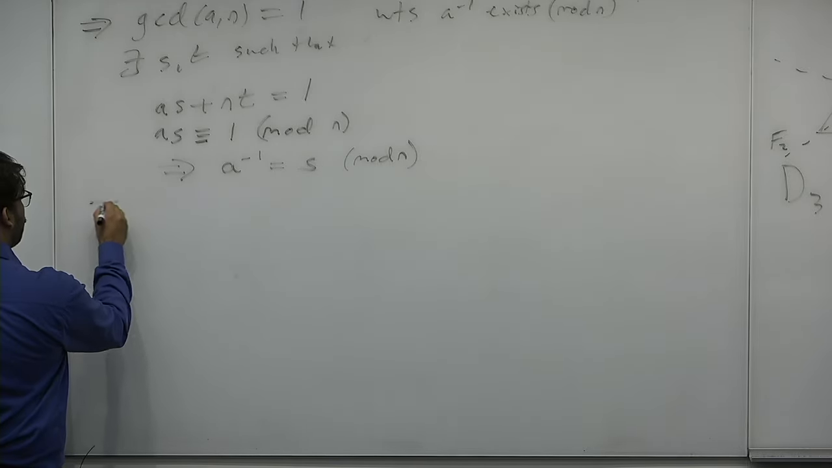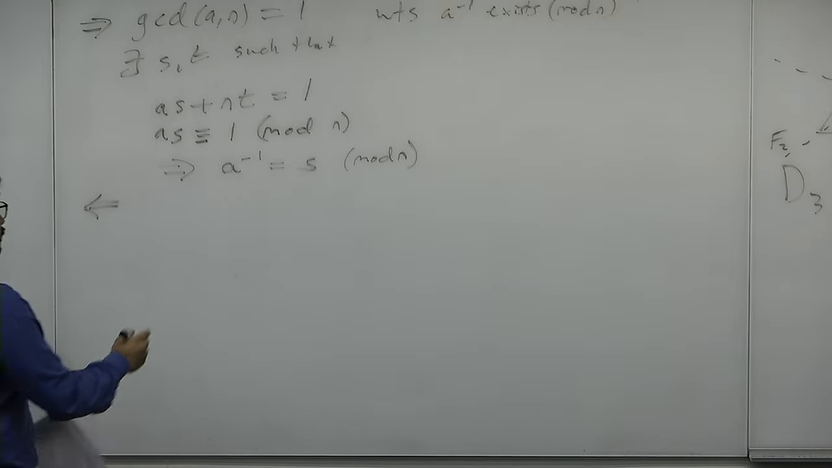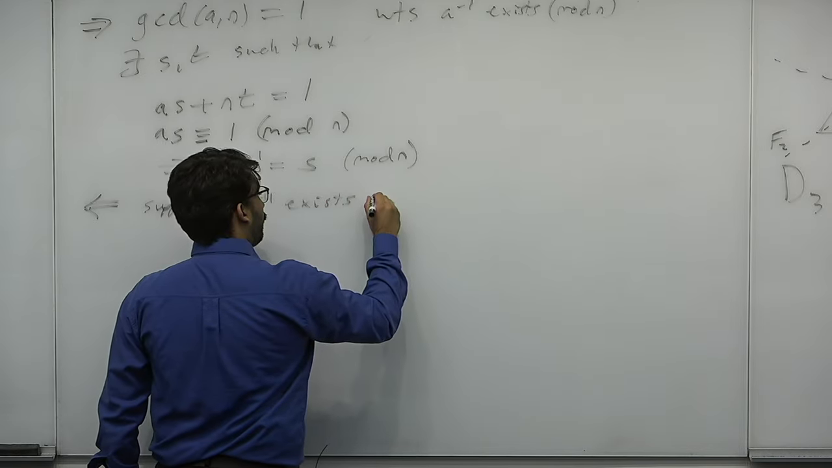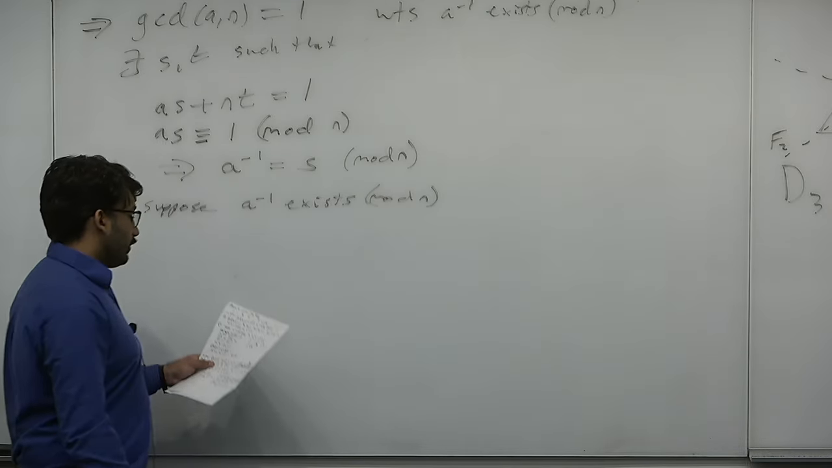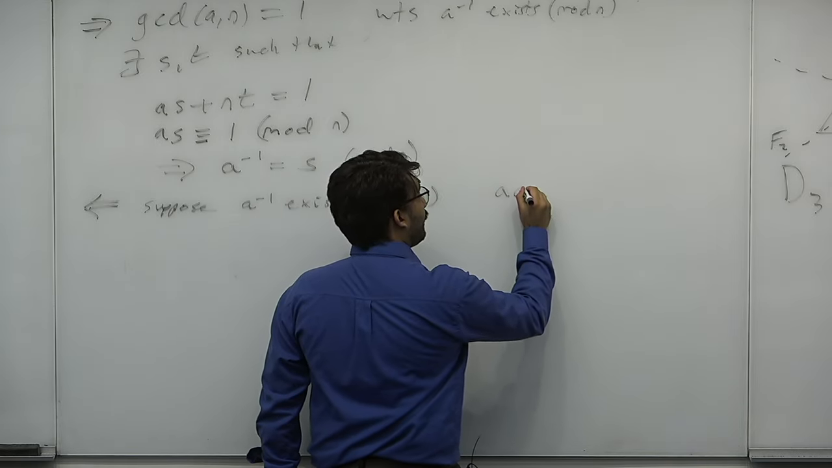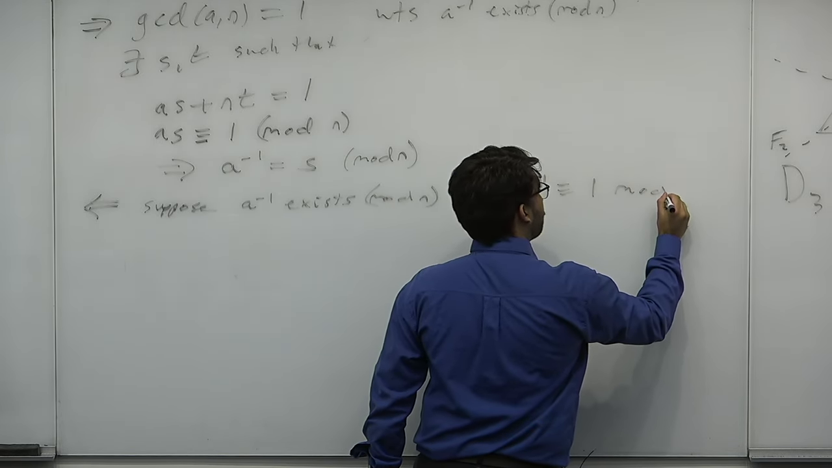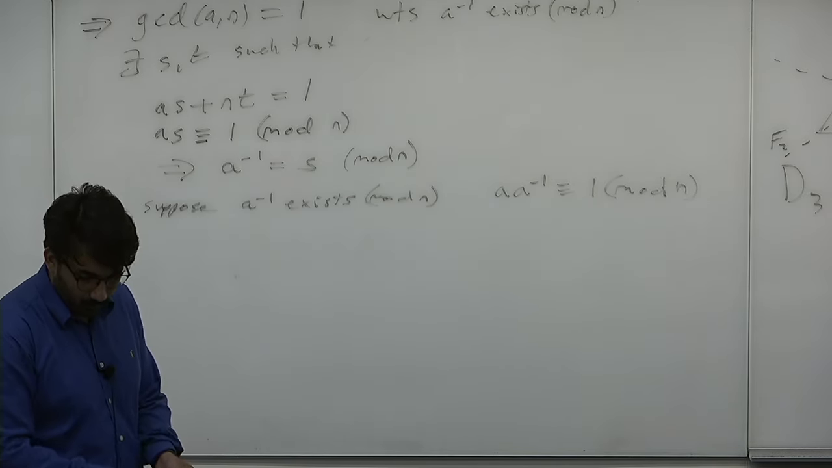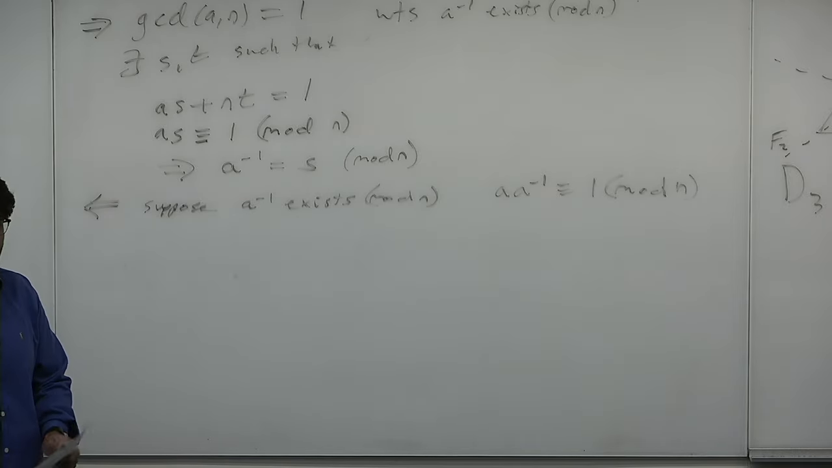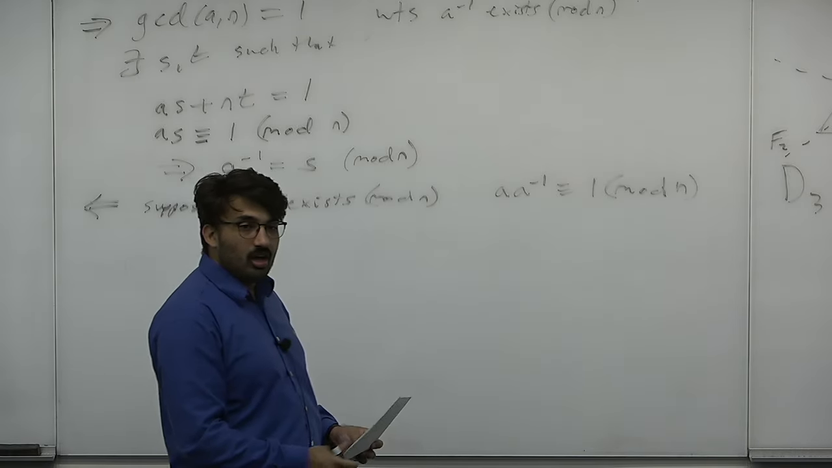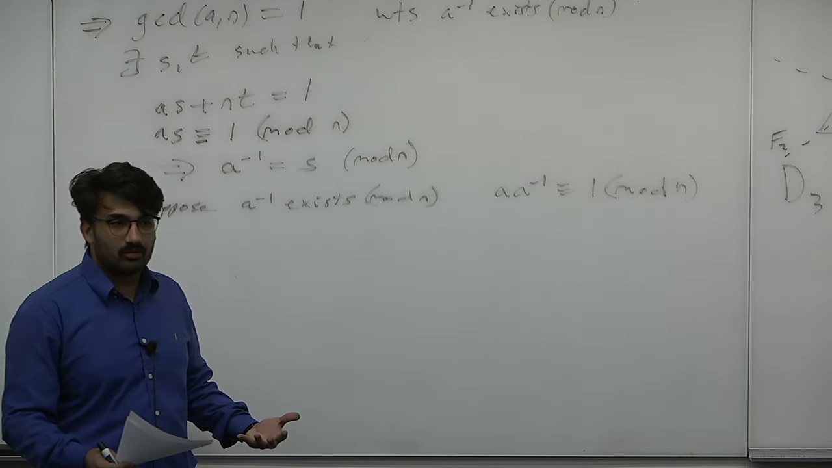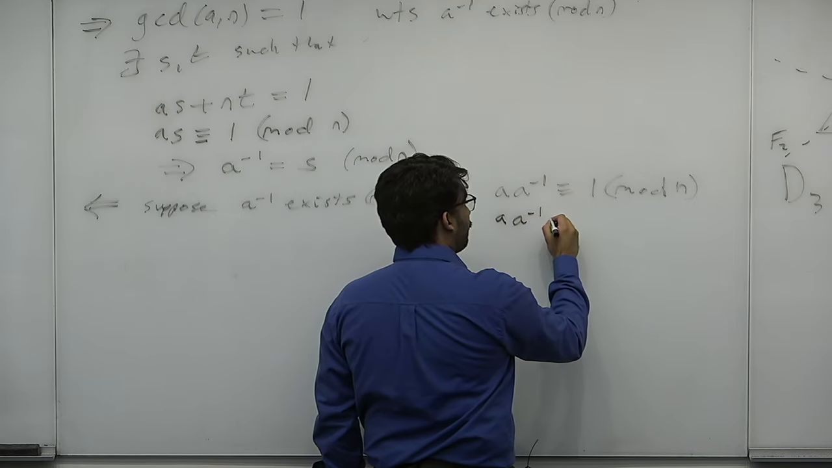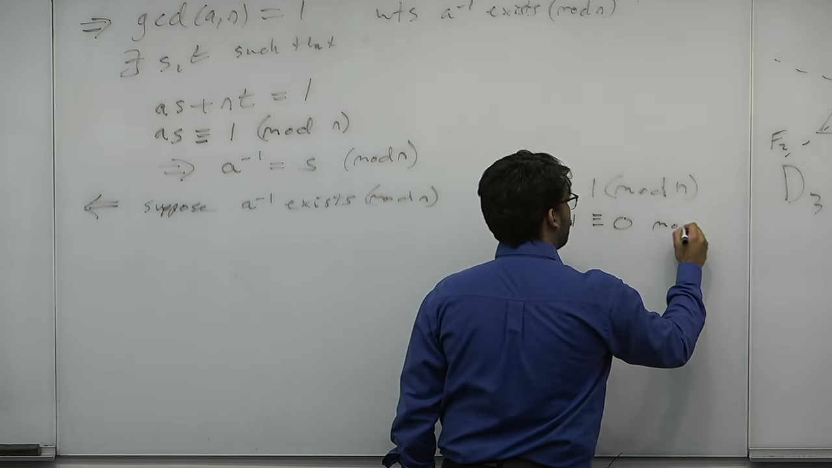The backwards way is slightly more difficult. Suppose A inverse exists mod N. Then we know that A times A inverse is congruent to 1 mod N, right? From here, we may drop the mod and convert it to a normal equation. If we drop the mod, we have to add a multiple of n. So this means that A A inverse minus 1 is congruent to 0 mod n. Do we agree?